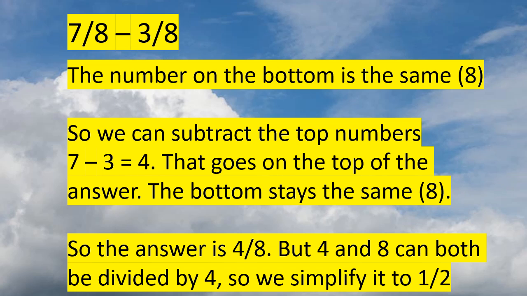So 7 by 8 minus 3 by 8, the number on the bottom is the same, 8. So we can subtract the top numbers. 7 minus 3 equals 4, and that goes on the top of the answer. The bottom stays the same, 8. So the answer is 4 by 8.